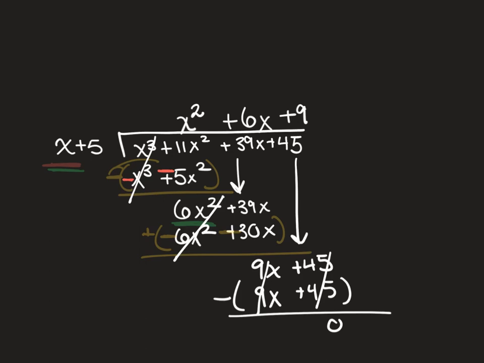That, in fancy terms, means that x plus 5 is a factor of my x cubed plus 11x squared plus 39x plus 45 because it goes in evenly. But just the simple answer to our division problem is x squared plus 6x plus 9. We'll get more into what's a factor and what's not after we finish reviewing division. Okay, let's try another one.